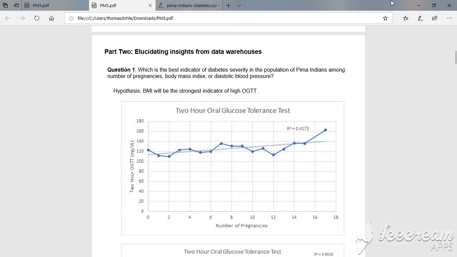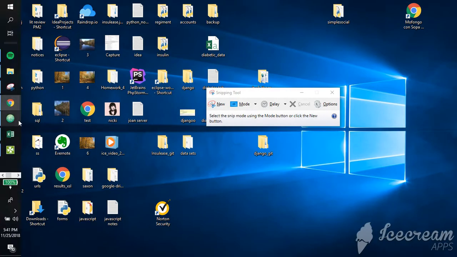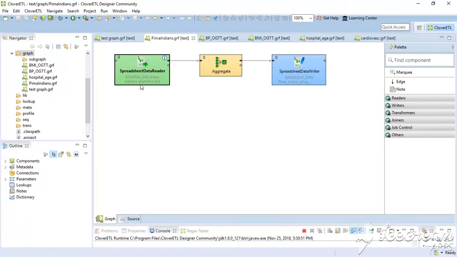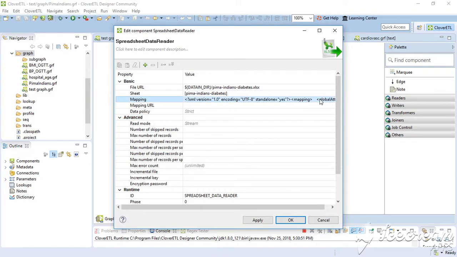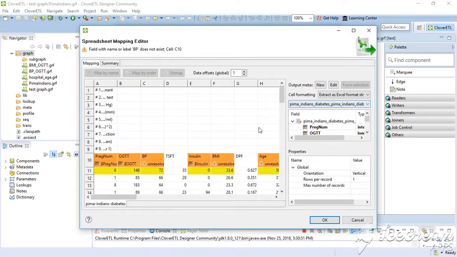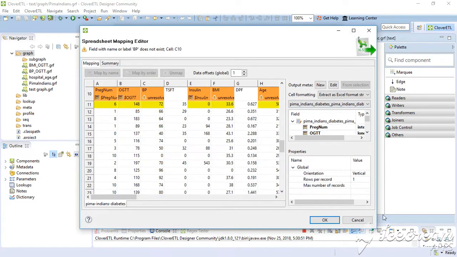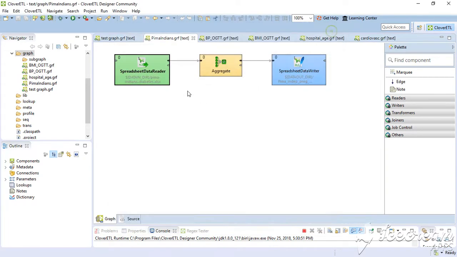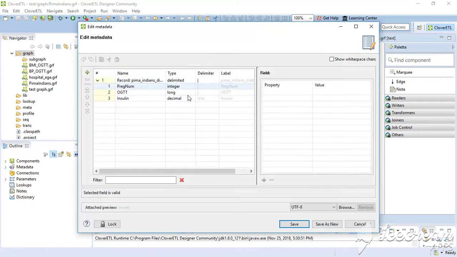So the way that we got this data is basically we did the same thing 3 times. We started off with that raw data, ran it through and aggregated on number of pregnancies, BMI, and diastolic blood pressure, and then wrote that out to a spreadsheet. So here's what the mapping looks like for the metadata, and here's what we actually pulled out.